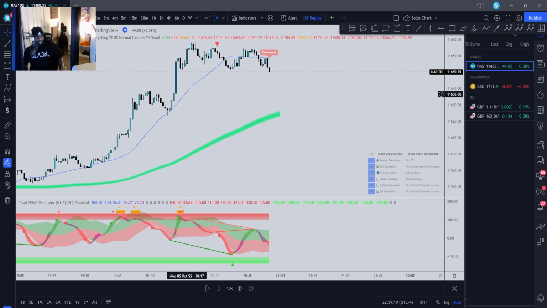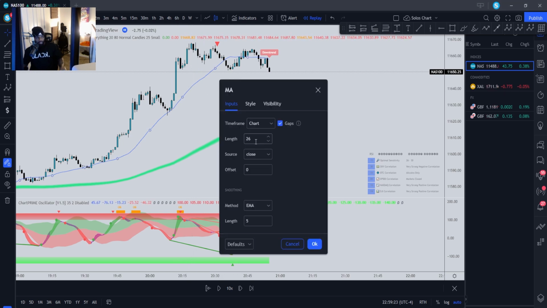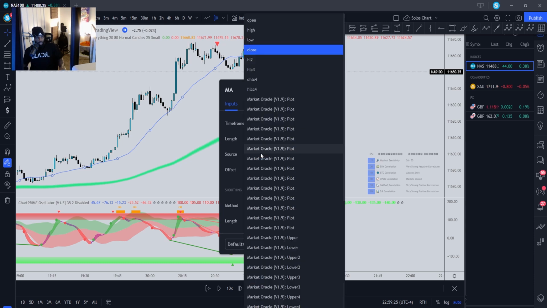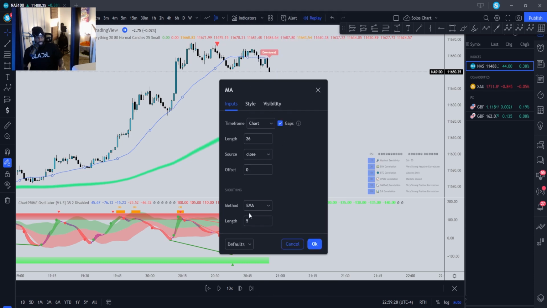One of the indicators that you will be grabbing is the moving average. And for the moving average, we have its length at 26. Our source is at close. Offset is at 0. But I set my method to EMA, and then I set that length to 5.